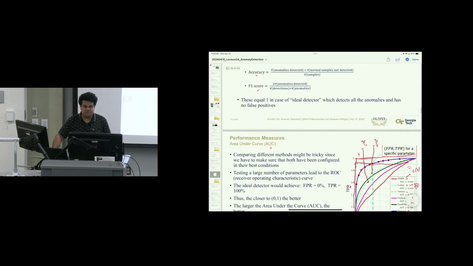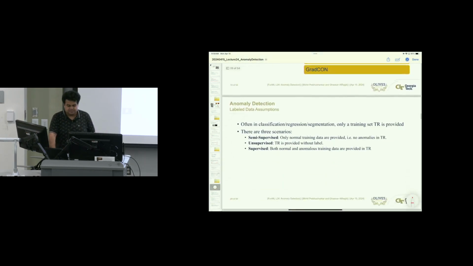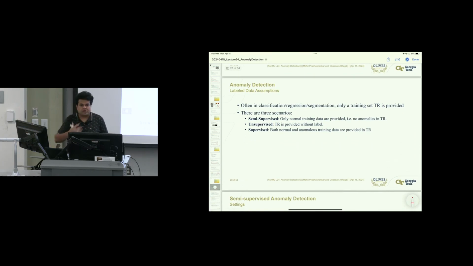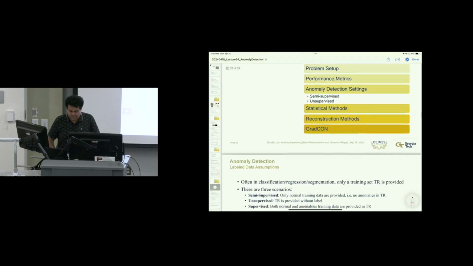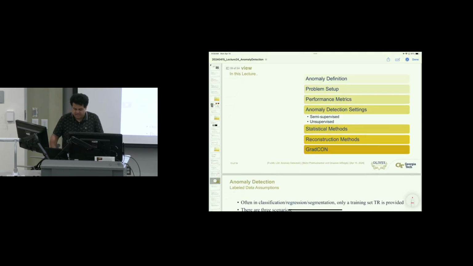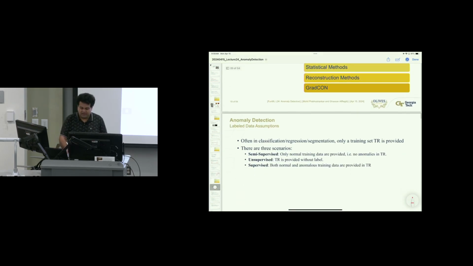Any questions about the performance metrics? So let's move on to the next part, which is the anomaly detection settings. We'll talk about two settings, which are the semi-supervised and unsupervised settings. But there are, in fact, three different settings. The last one is more trivial, based on the fact that we have already learned supervised learning. I'll talk about that a little bit, but we won't go deep into that.